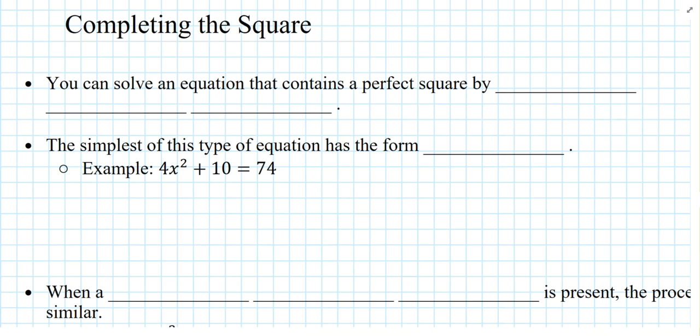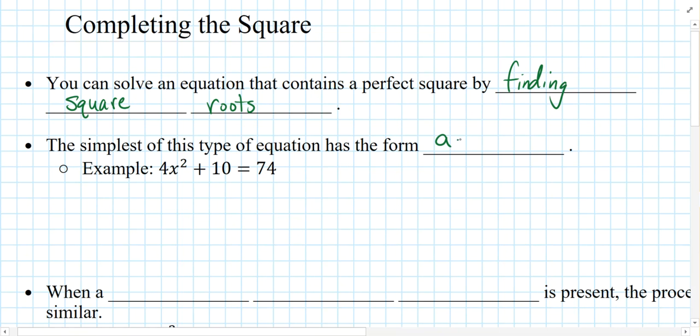Hello. In this video, we will practice a technique often used to help solve quadratic equations. You can solve an equation that contains a perfect square by finding square roots. The simplest of this type of equation has the form a times x squared equals c.